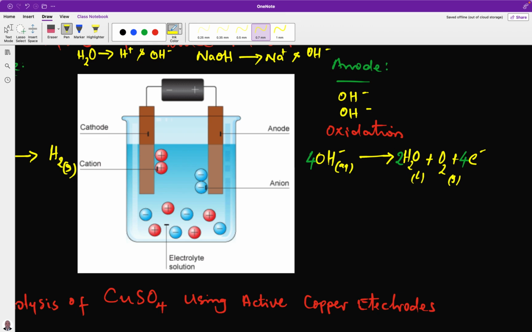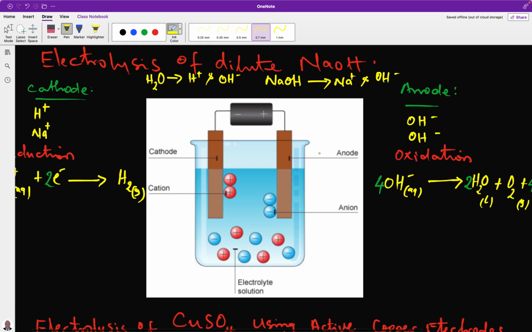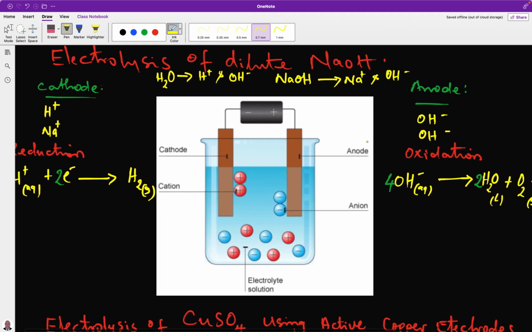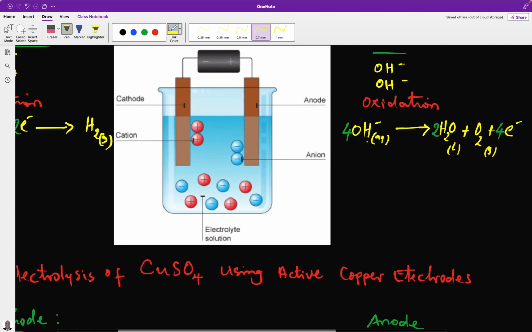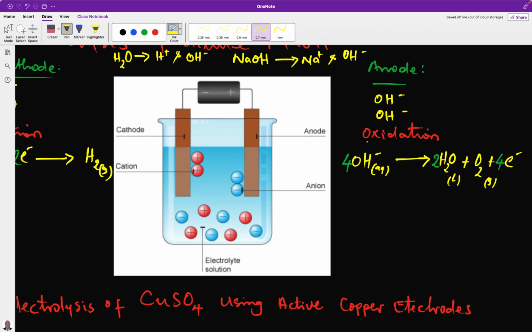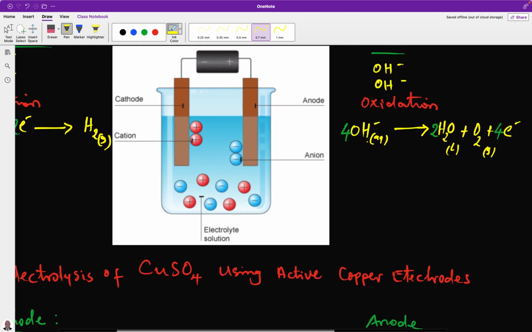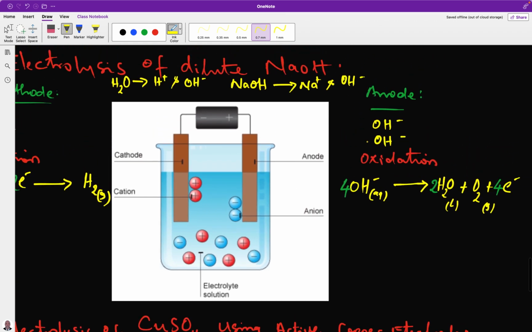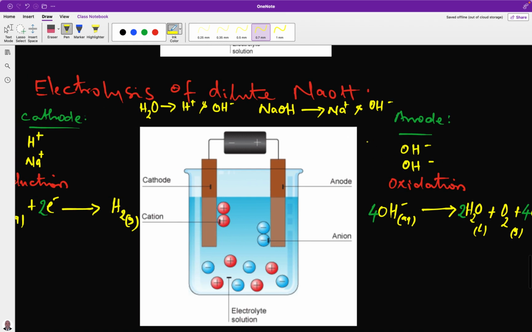So in this situation, in this equation here, hydrogen has been taken and the OH has been taken. So what is now left in solution? Sodium hydroxide. When hydrogen is released at the cathode and the oxygen at the anode, the solution remains as sodium hydroxide. Okay, that is how you can write your equation for the electrolysis of dilute sodium hydroxide.